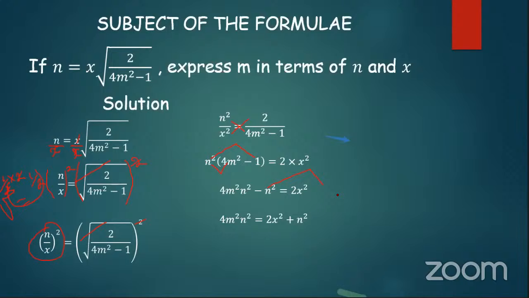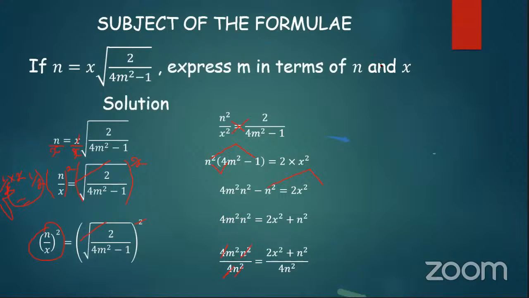We divide by 4n squared on each side. So when we divide by 4n squared, this 4 and n squared will disappear, and we shall remain with only m squared, and then we divide it also here. 4n squared is equal to that. Okay, are we okay, members?